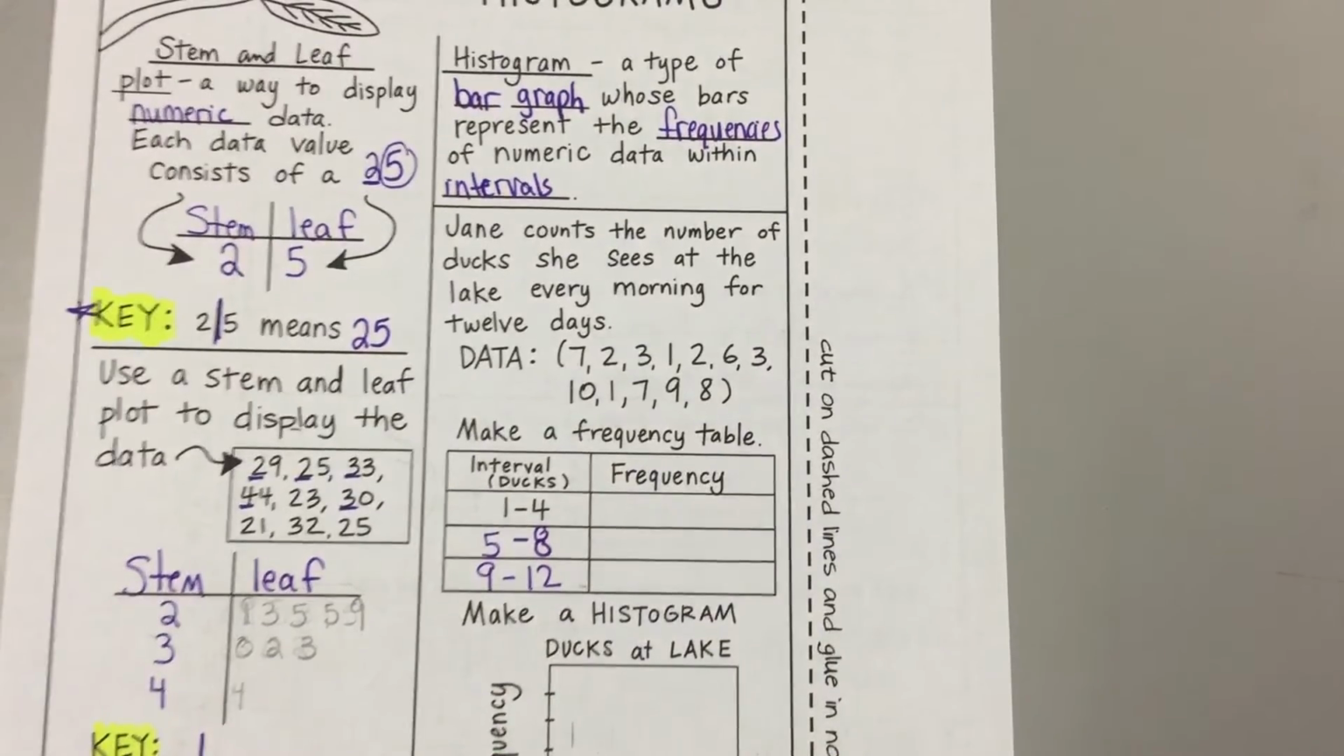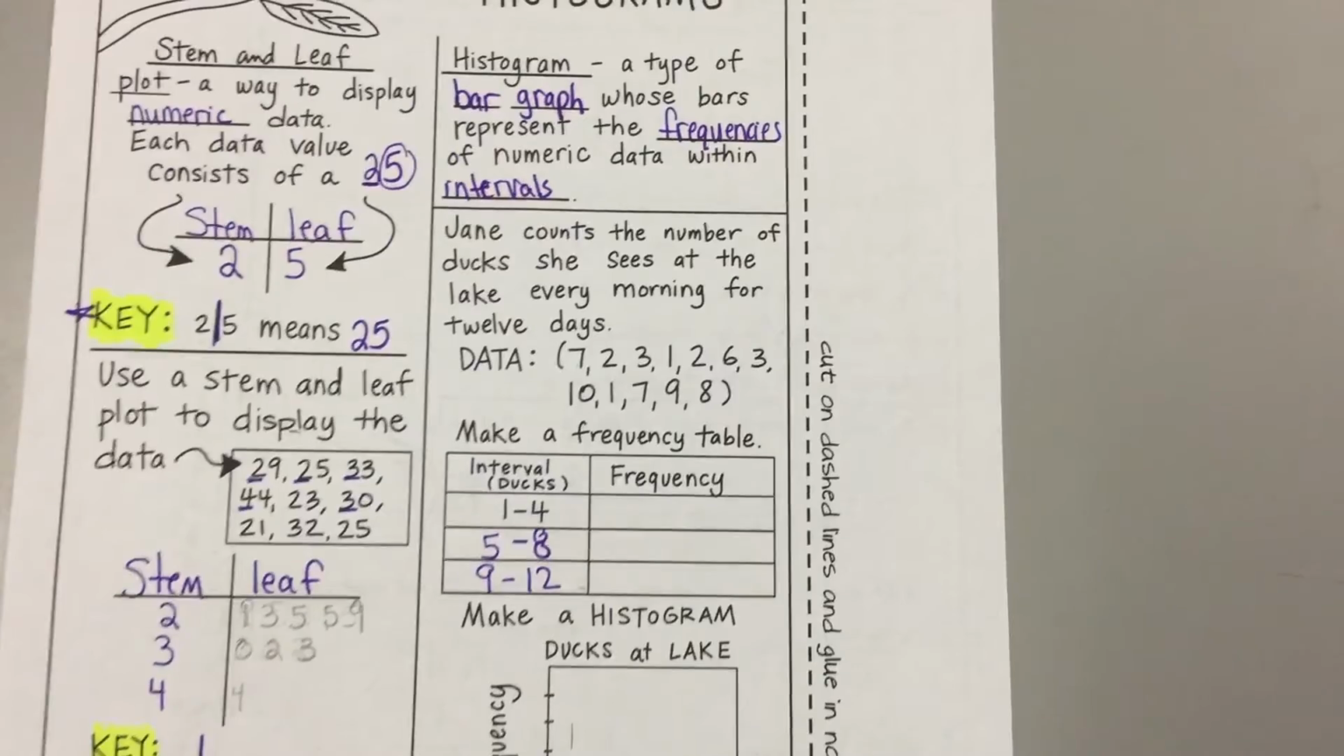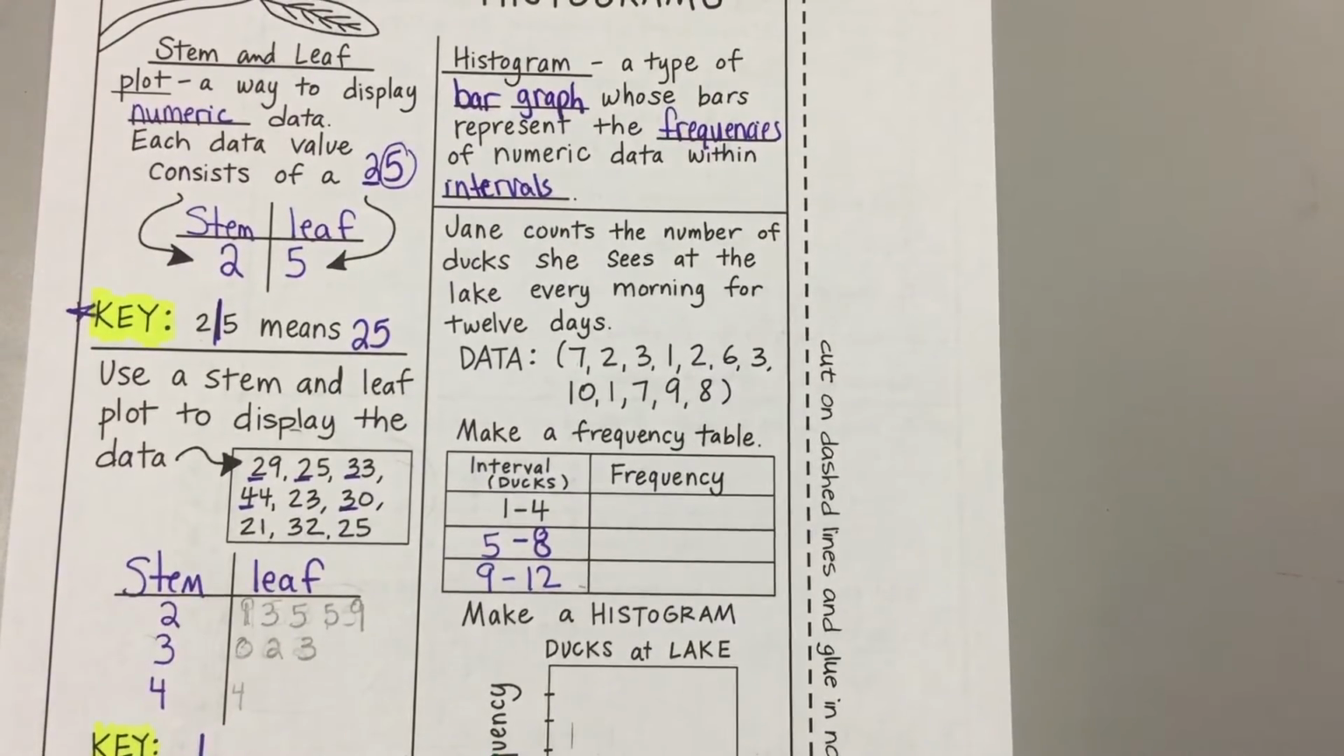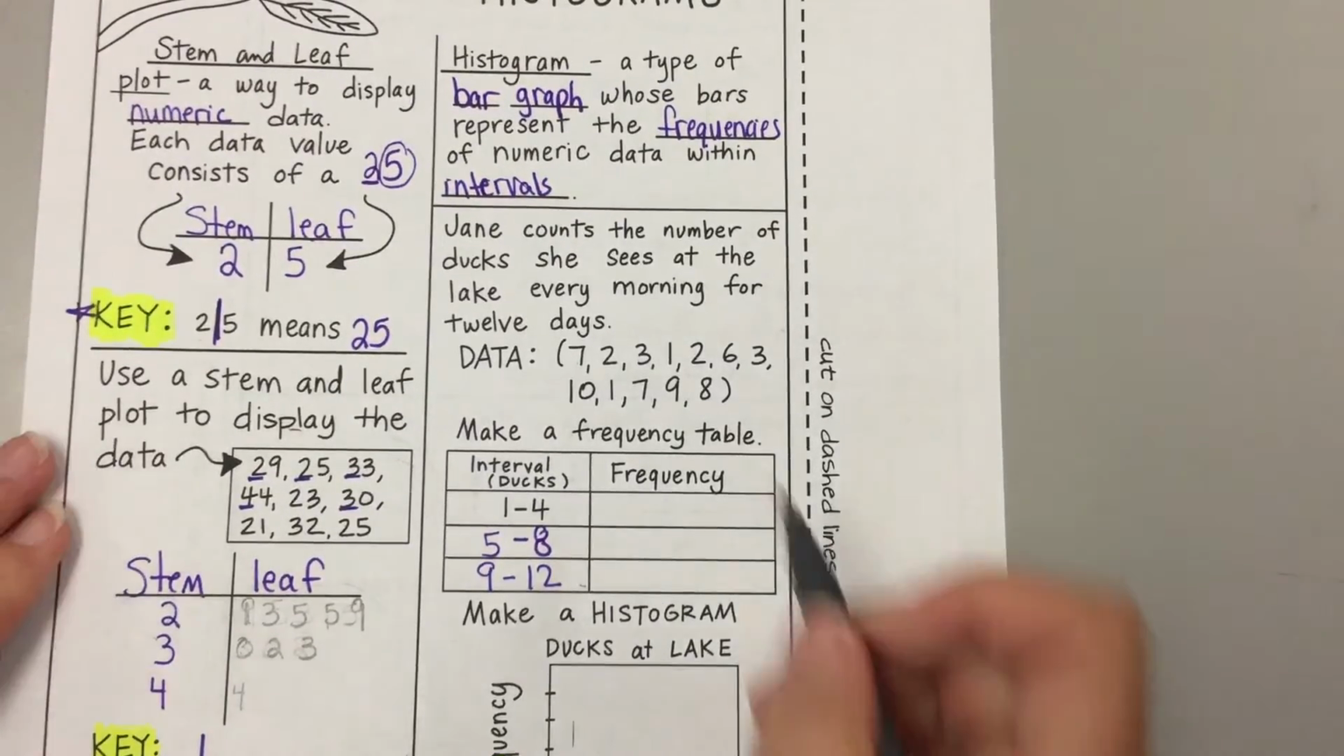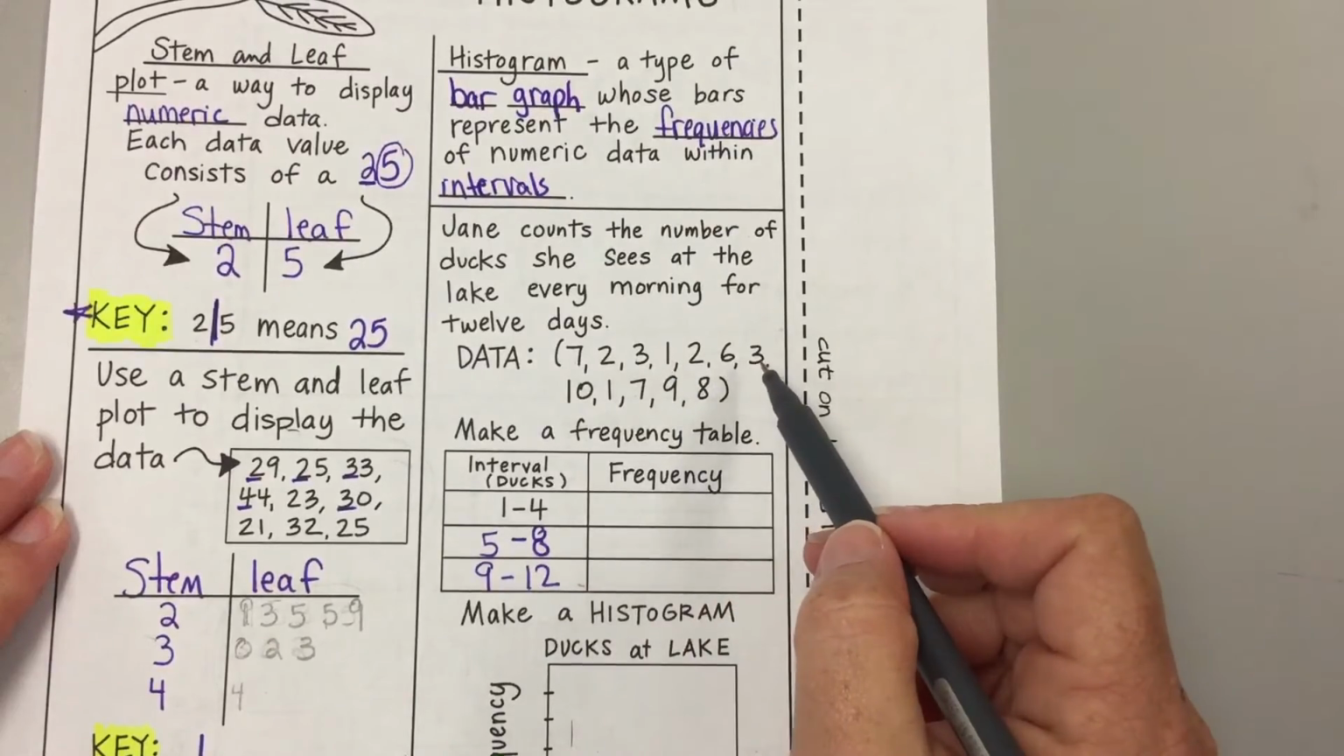Does it always have to be in 4s? No. Could it be in 10s? It just depends on what your data represents. Okay, so I'm going to do my frequency a little bit different than what these tell me to do, because this is the way, to me, is a whole lot easier. All right, I'm going to make a tally mark every time.